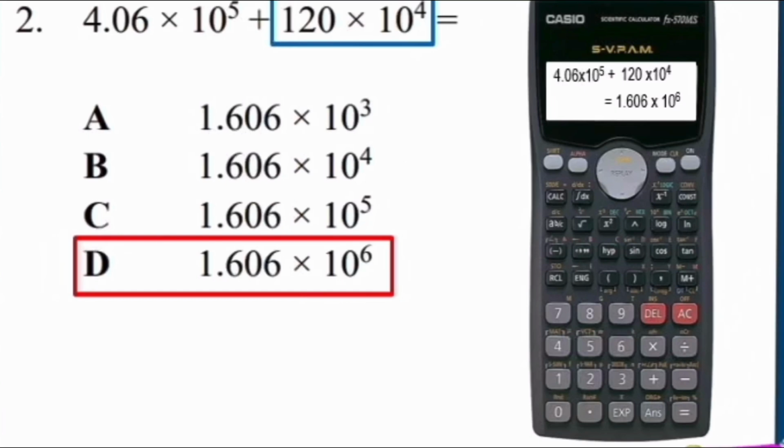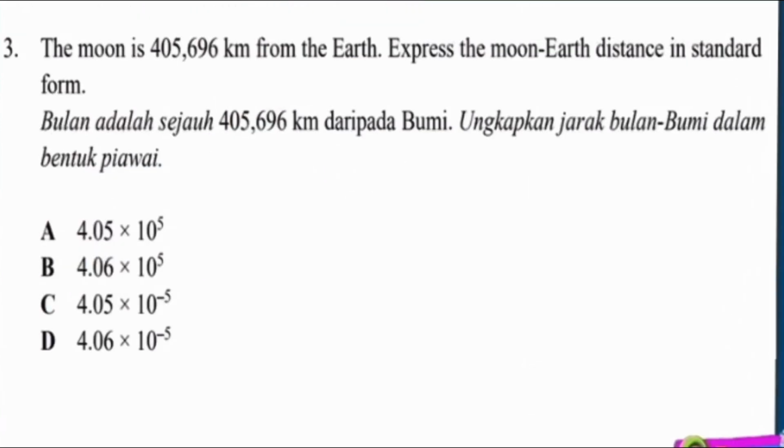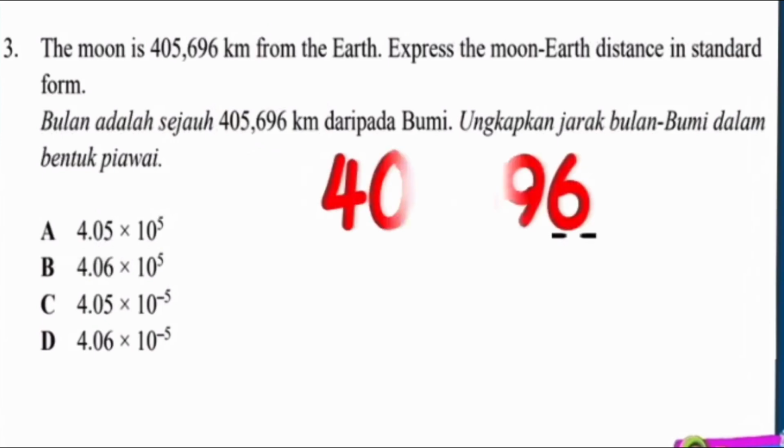This is a hot question. Now let's read the question carefully. For a hot question, you must read the question carefully, okay? Right? Now the moon is 405,696 kilometers from the earth. Express the moon earth distance in standard form. Okay? The moon earth distance in standard form. So how are you going to convert to standard form? Alright, so now you copy down 405,696.